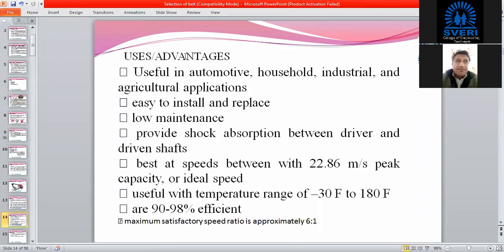Now we are going to see where V belts are used and what advantages we get in case of V belt. These V belts are useful in automotive, household, industrial, and agriculture applications also. In agriculture, you might have seen belts used in rotavators, where the chain has been replaced. Nowadays, V belts are used in rotavators also.